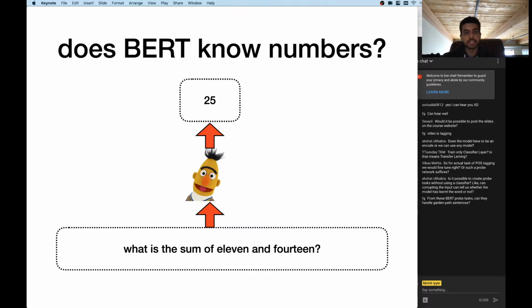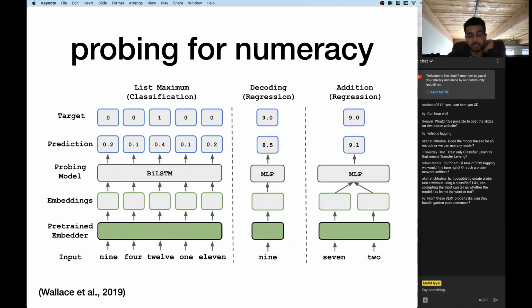All right, so that's enough about syntax. Another interesting thing to probe for is numbers. So does BERT understand, for example, that 11 plus 14 is 25, just from its masked language model pre-training objective? You can set up several different probe tasks to test these models' understanding of numbers.